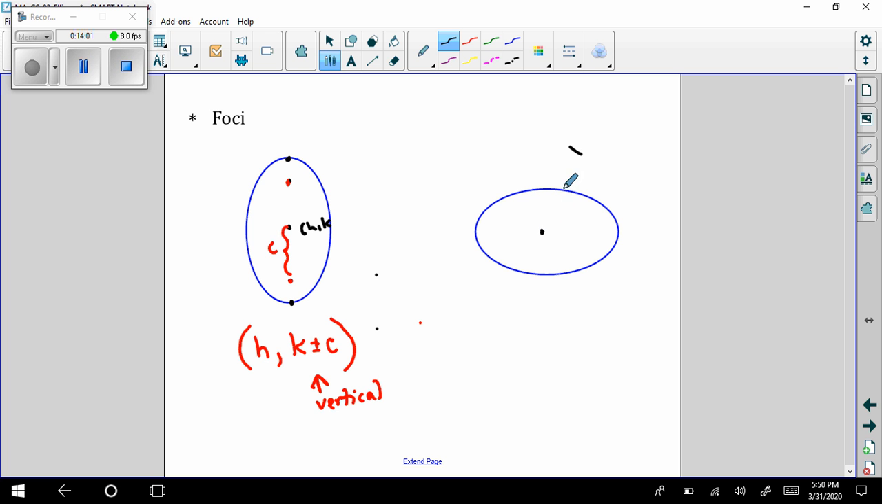Okay, so same idea over here. I have my HK. I have my vertices that sit out here. And then I have my foci that sits inside on that major axis. So this right here is my C value. So in this one, my H value is going to be affected. So H plus or minus C. K stays the same. Horizontal.